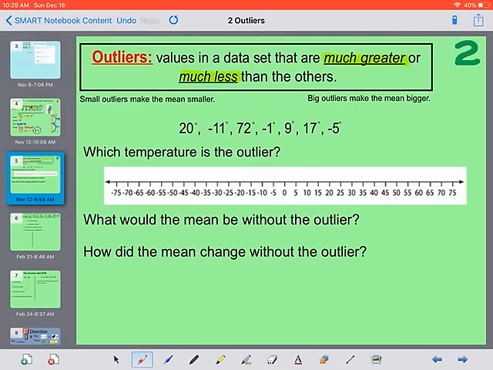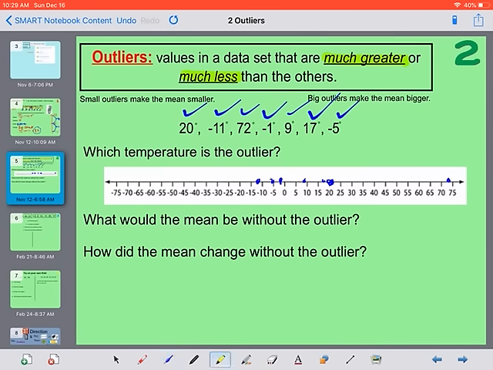If all of the numbers are pretty close together and one is just way off, that's considered an outlier. If it's hard to tell, you can plot them on a number line. So if we look at our temperatures that we just had from the previous slide, here's 20 degrees. Negative 11 would be around here. 72 would be way up here. Negative 1 is right here. 9 is right here. 17 around there. And negative 5.